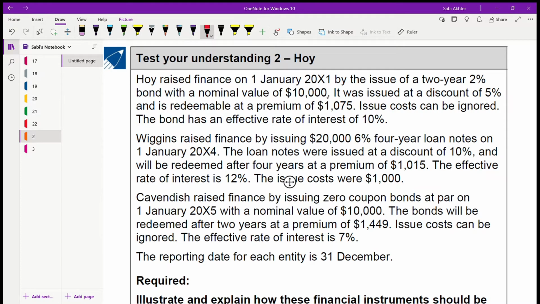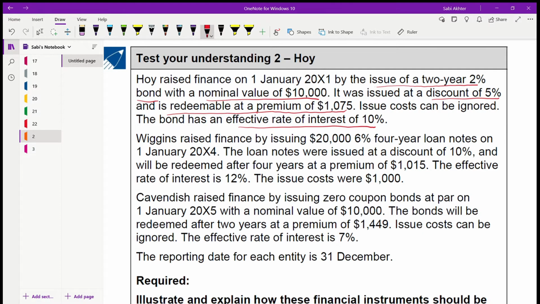Issue of 2-year 2% bond with a nominal value of 10,000. It was issued at a discount of 5% and is redeemable at premium of 1,075. Issue cost can be ignored. The bond has an effective rate of interest 10%.